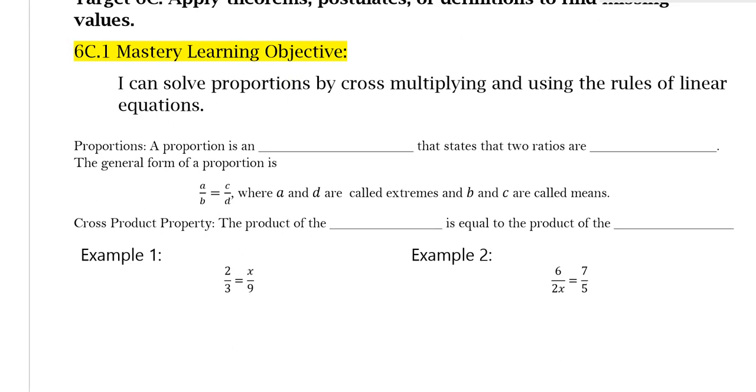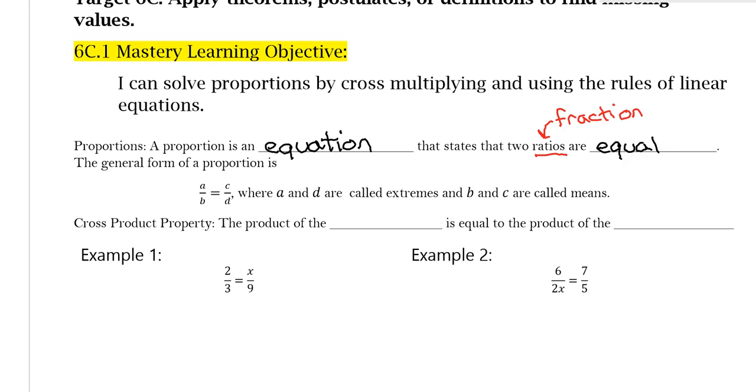Proportions. Okay, our first vocab. Proportion is an equation that states that two ratios are equal. Again, one thing to remember, if you look at this with probability, a ratio is a fraction of some sort. Something over something else. So it's an equation that states two fractions that are equal.